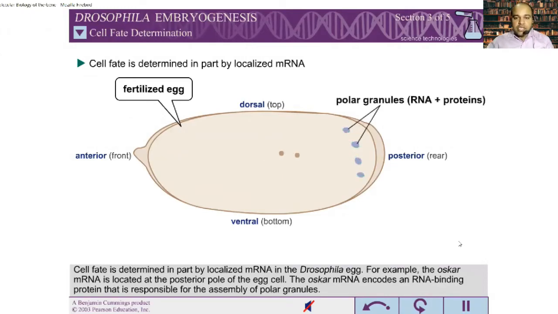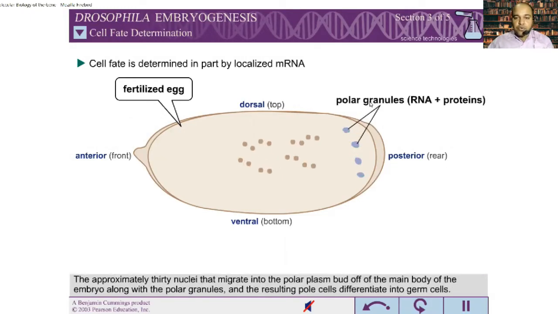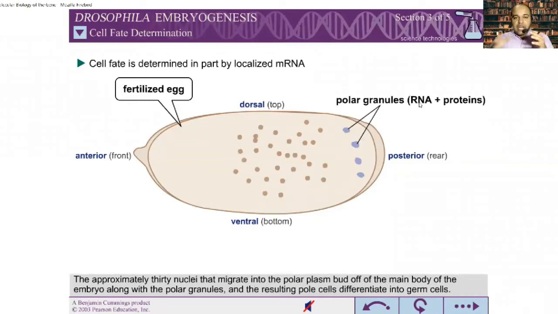See this. Oscar mRNA will give rise to polar granules even before the nucleus has divided. The Oscar mRNA was previously present. Oscar mRNA has been converted into proteins. Proteins together with the Oscar mRNA bound together to form polar granules. Then, as the nucleus migrates towards the polar granules, they will lead to the formation of gametic cells.